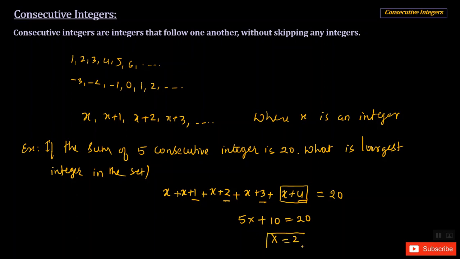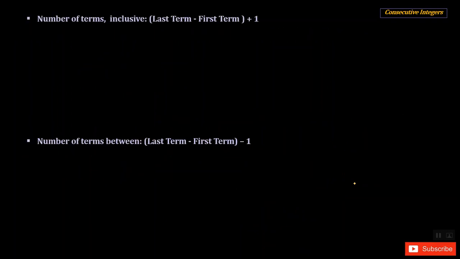The question is what is the largest integer in the set? So as we mentioned, the largest integer is this. So the value of the largest integer here is 2 plus 4, that is 6. Alright, so this is the common type of question you expect on the consecutive integers. Now let's see the other varieties.